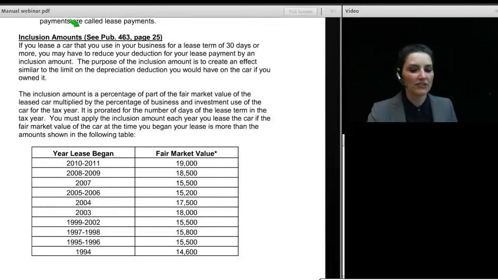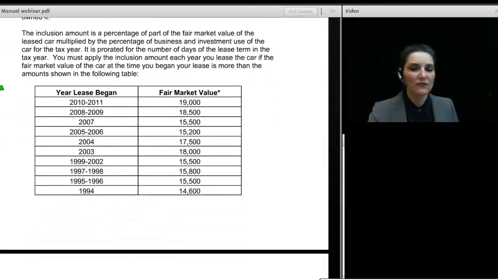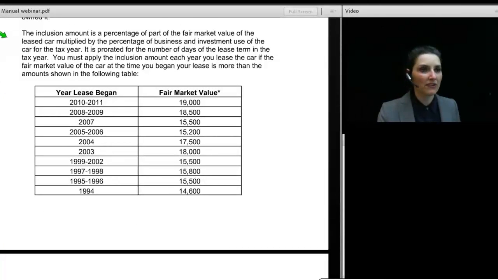And inclusion amounts are discussed in Publication 463, page 25, and in a nutshell, I'm going to tell you how those rules work. If you've never bothered with an inclusion amount on any of your tax returns that you've ever prepared for a client, you have probably done no great hardship, because you'll almost laugh at what the inclusion amount comes to when we're done. But I'm going to explain it to you.